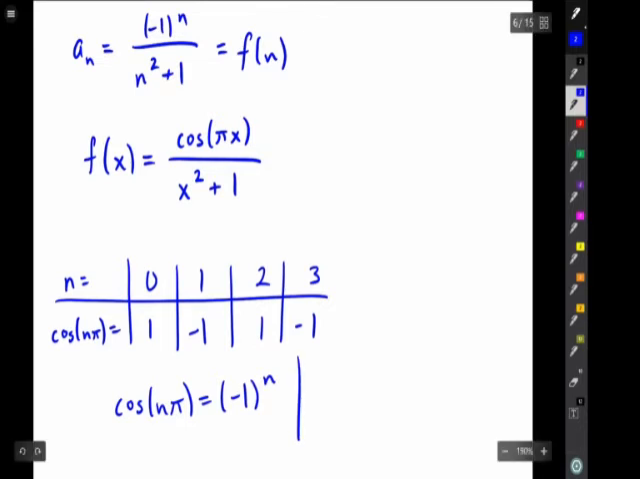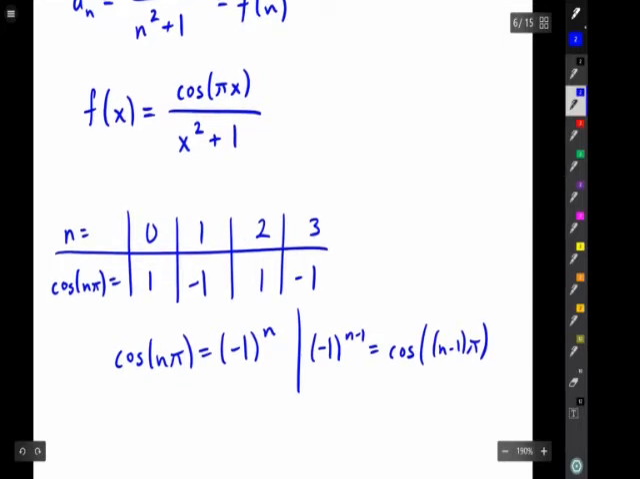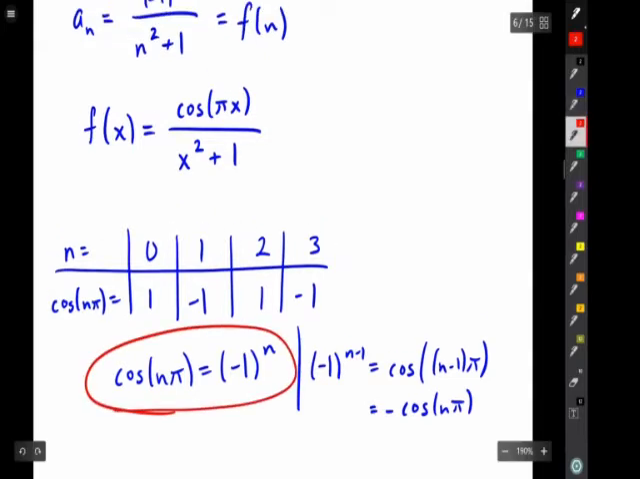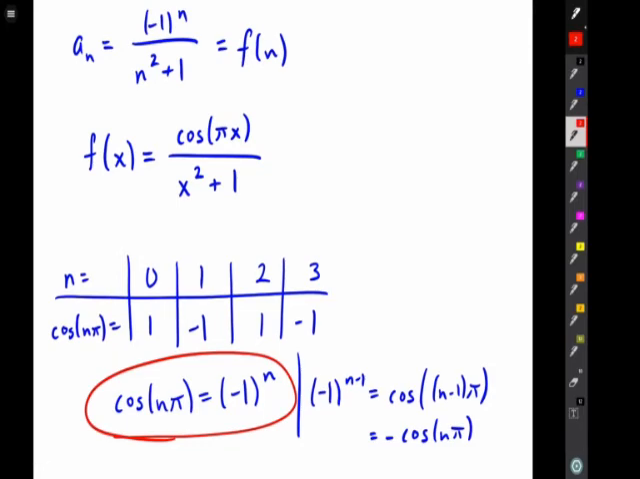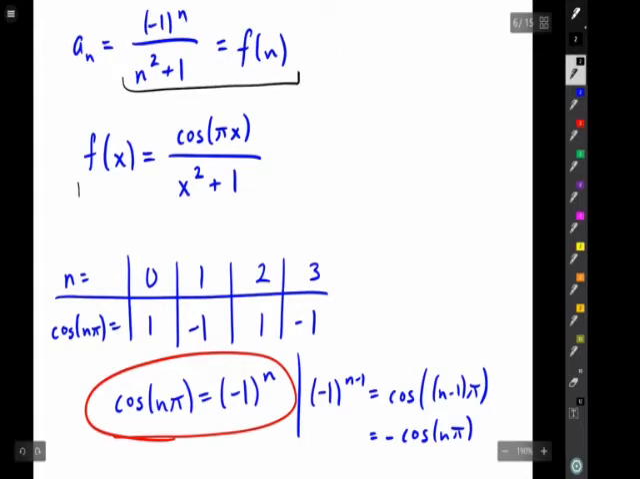And so likewise, if you wanted negative 1 to the n minus 1, you could say cosine of (n minus 1) pi. That's one way to do it. You could also just say negative cosine of n pi. That's probably the better way to do it. But this right here is a very useful fact for turning sequences into functions. So if we were trying to make a continuous function out of this, we would turn it into this.